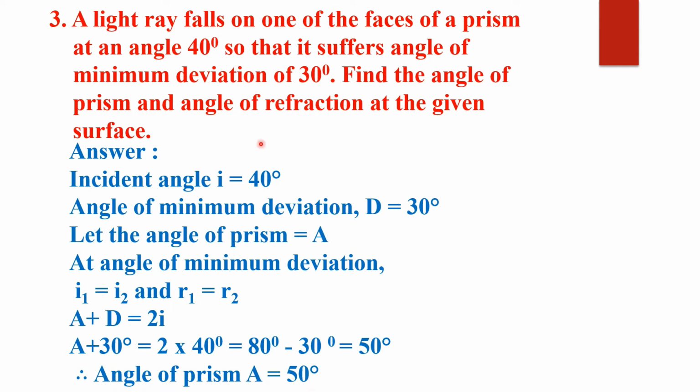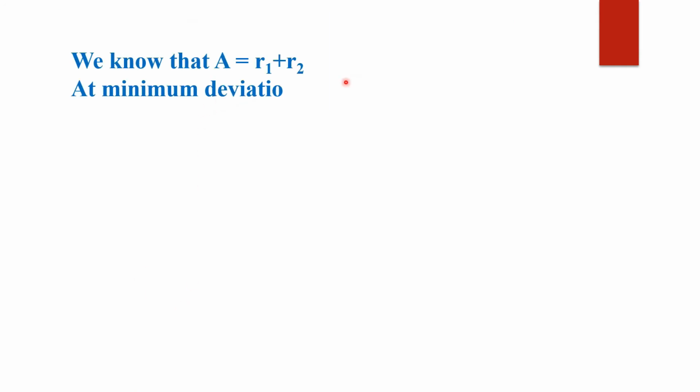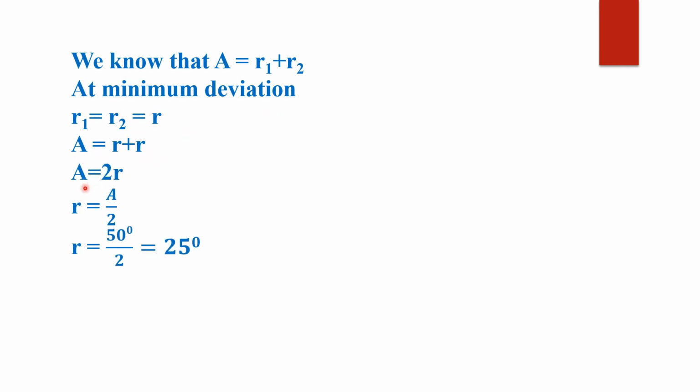Next, we have to calculate the angle of refraction. We know that A is equal to R1 plus R2. At minimum deviation, R1 is equal to R2 is equal to R. So in place of R1, R2, substituting R, we get R plus R, that is 2R. A is equal to 2R, R is equal to A by 2.